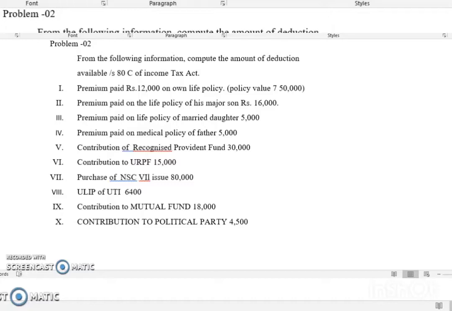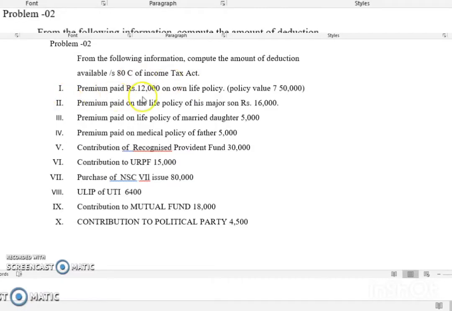Like if it is 1,80,000, 1,50,000 can be considered. If it is less than 1,50,000, like 1,40,000, 1,40,000 itself you can consider. So it should not be more than 1,50,000. So we'll see the items.